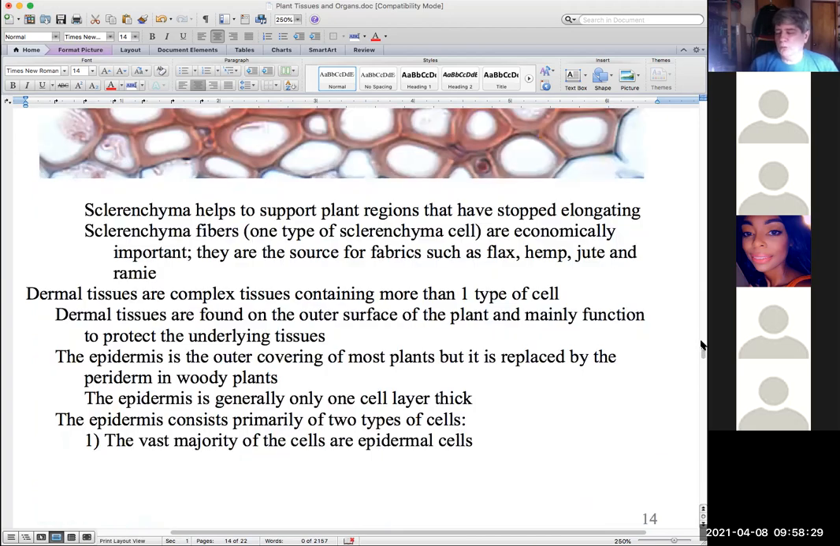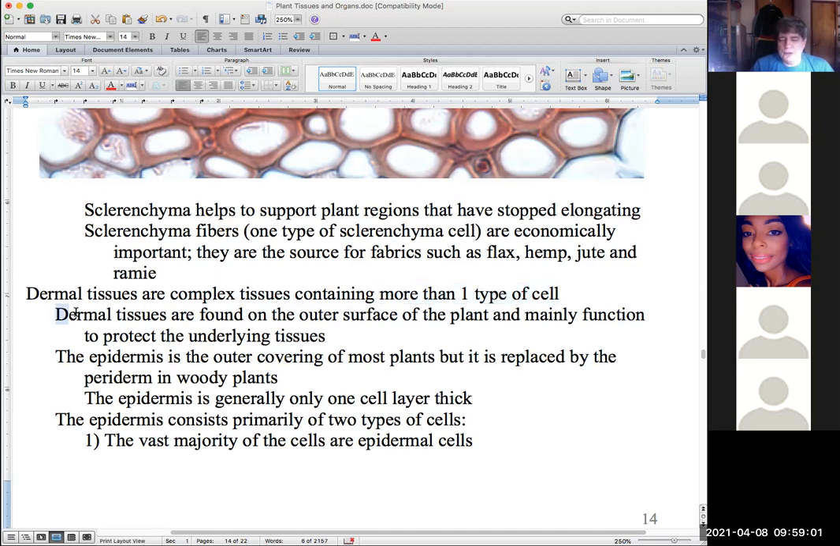Now, some tissues in the plant contain more than one type of cell. So we're going to look at one of these, which is called a dermal tissue. And dermal tissues are complex tissues. So in plants, if it's not a simple tissue, it's a complex tissue. And the difference is just simple tissues only have one type of cell. Complex tissues have more than one type of cell.